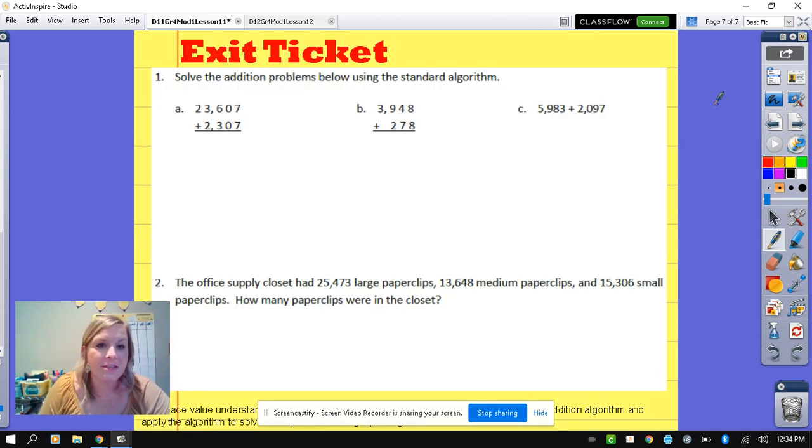Okay, from here, you're going to move on to the exit ticket. If you always prefer to use the dots, feel free to draw in your place value charts to help you cash in those tens, put them in the next category, and then make sure you do the RDW process for this word problem down here.